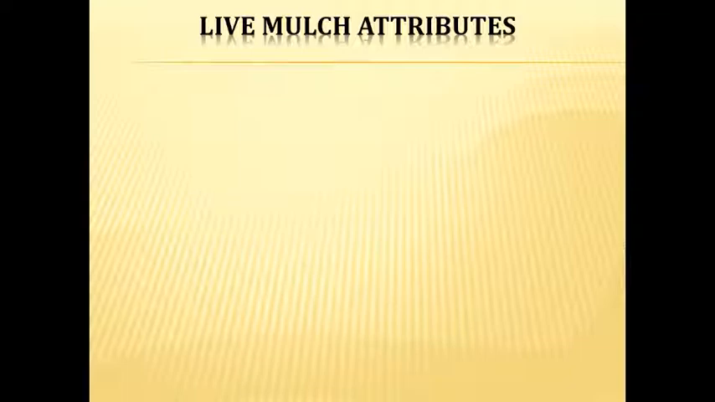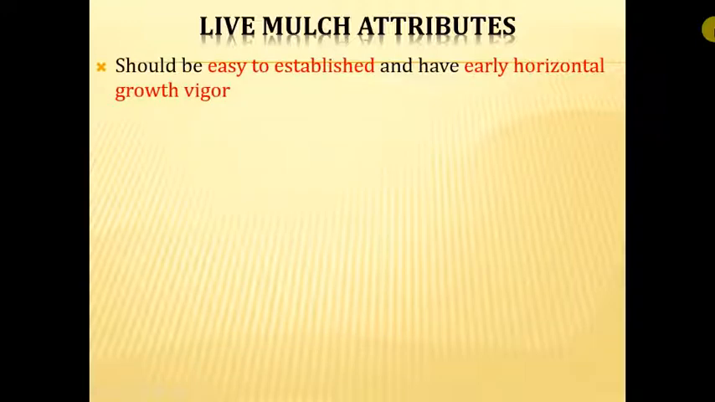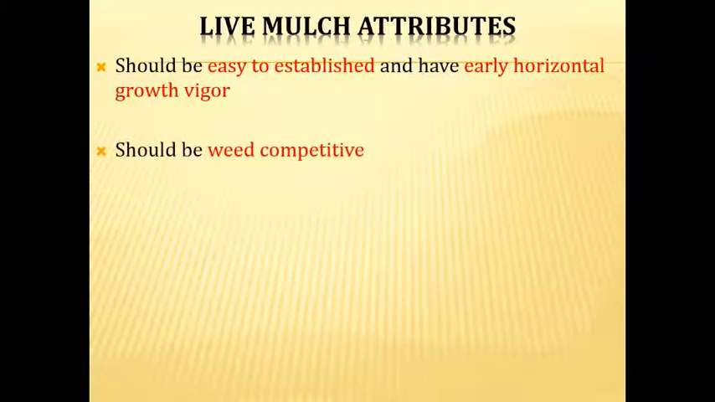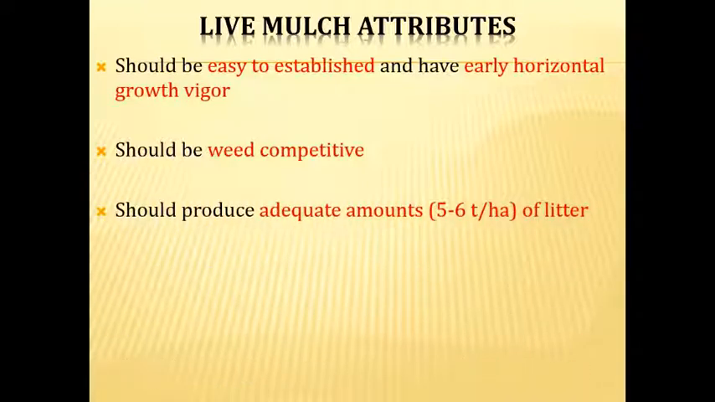When you are selecting a type of mulch, specifically live mulch, there are some attributes that you have to consider as a farmer. The live mulch should be easy to establish and have early horizontal growth vigor to cover the ground rapidly. It also should be weed competitive. It should produce adequate amounts, approximately 5 to 6 tons per hectare of litter.